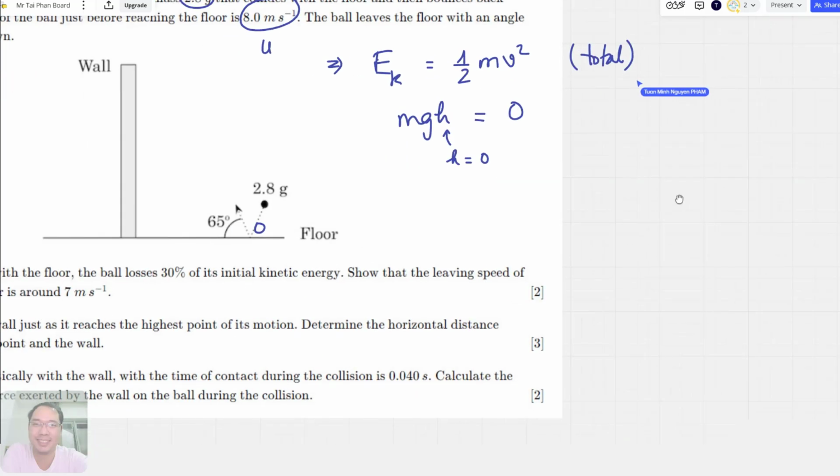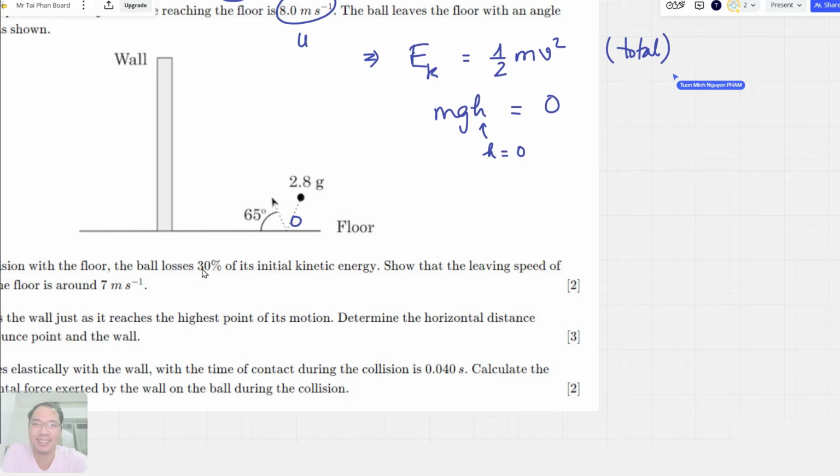Okay, the next thing, 30% of energy is lost during the collision. So the energy after the collision, the final energy or energy leaving the surface, is 70% of that initial kinetic energy. And of course, right leaving the floor, the height is still 0, and the gravitational potential energy is still 0. So 0.7, 70% of this thing. Let's calculate this thing.